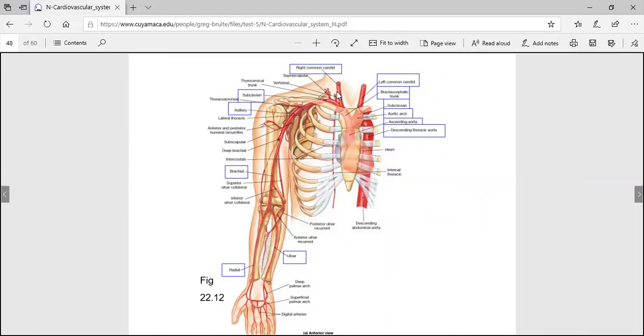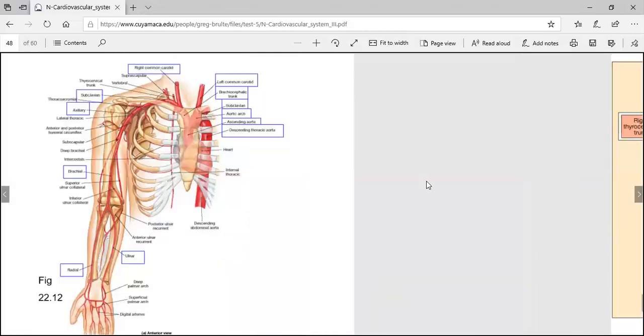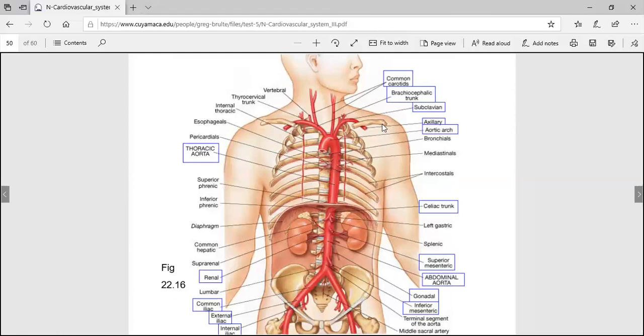This is kind of nice because here you can see subclavian becomes an axillary, axillary becomes a brachial, brachial splits into radial and ulnar. That's all fair game to point out. If you're descending aorta, if it's up here, it's called the thoracic, descending thoracic. And here's your abdominal aorta down here.